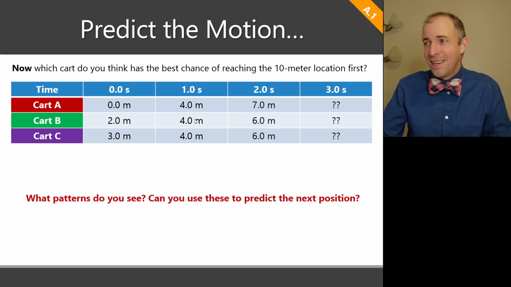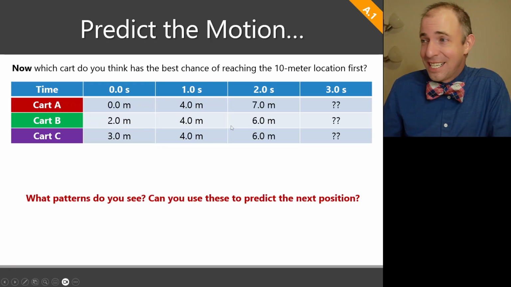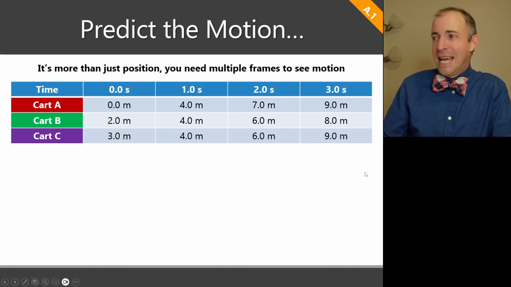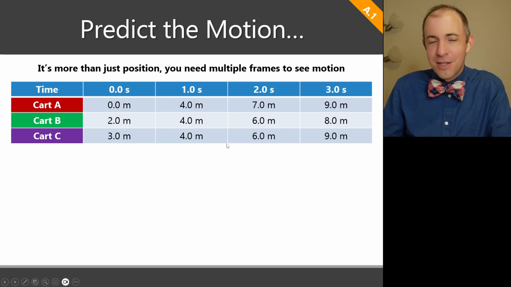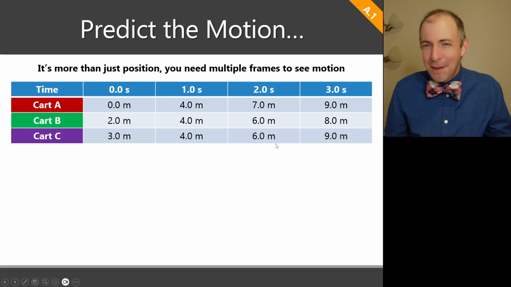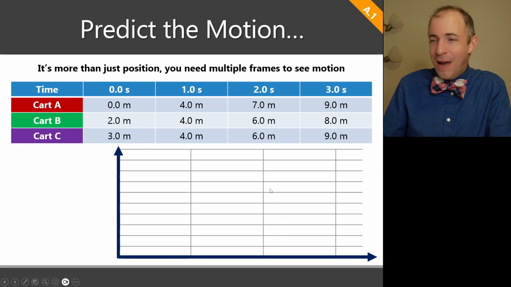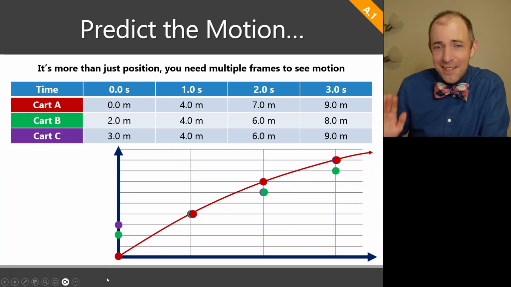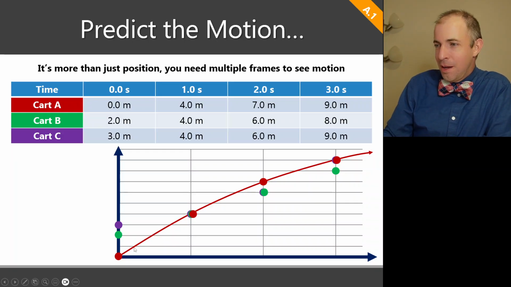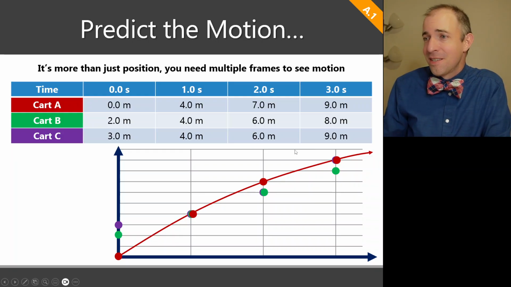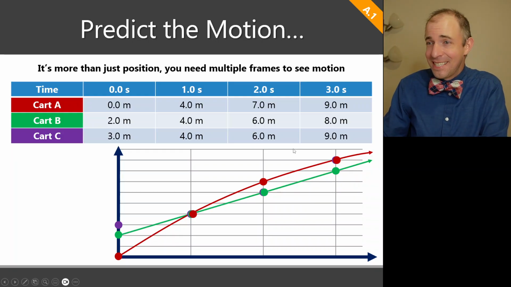At 2 seconds, it's maybe changed again. At 3 seconds, now we have a little bit more information about this motion. With these numbers alone, you could probably piece it out, but putting them on a graph is the best way to do it. I graphed this. For cart A, we can see it started off moving quite a bit, but every second it moved a little bit less distance. Cart B was very constant the entire time. It moved 2 meters every second.